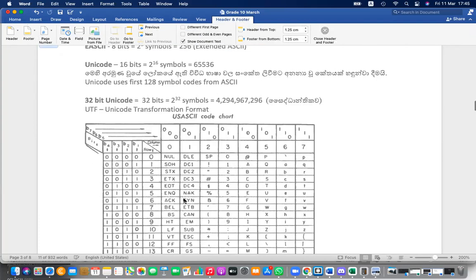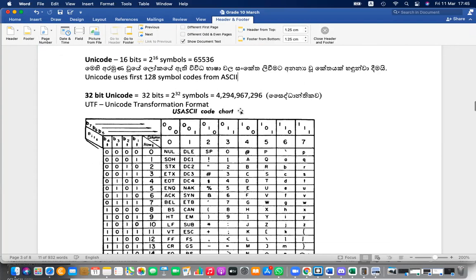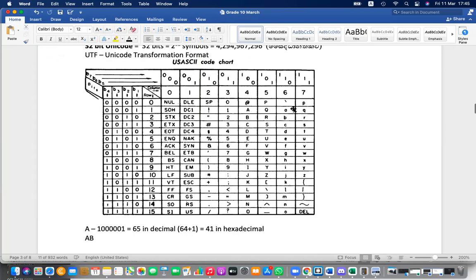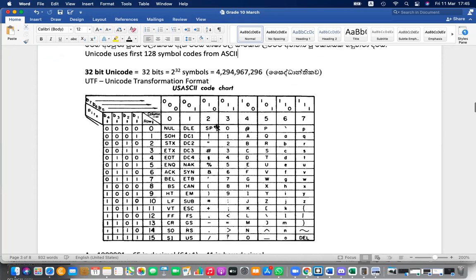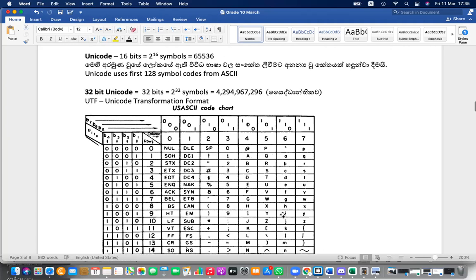This is the ASCII table, American Standard Code for Information Interchange, which catered 128 symbols. You can see these 128 symbols represent capital letters, simple letters, symbols, and some commands like del, right? These commands are also represented using ASCII, and these are also some symbolic representations. Acknowledgement, bell, cancel, substitute, escape. So these characters are also represented using ASCII.